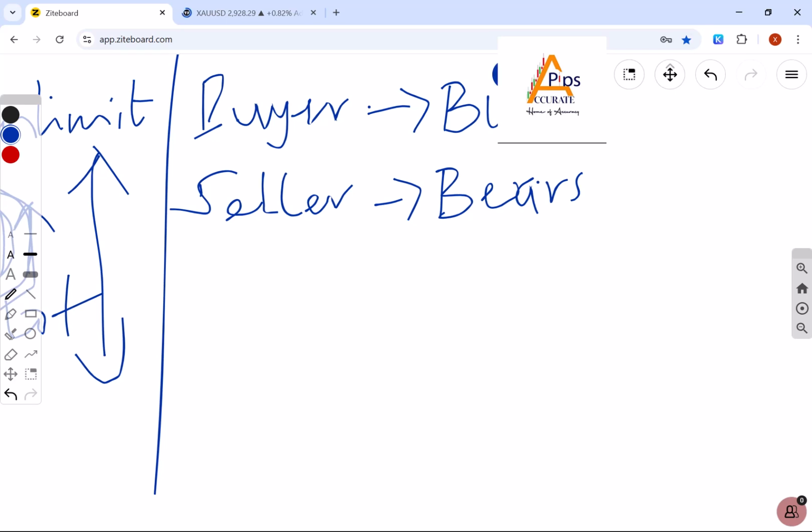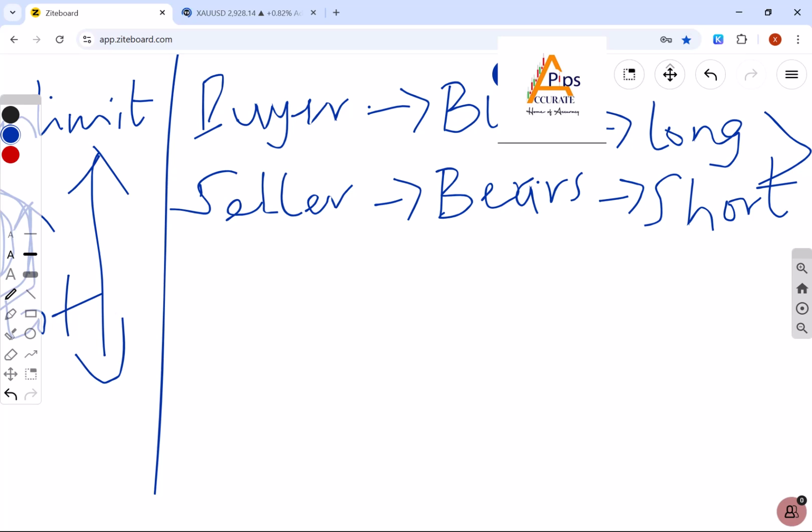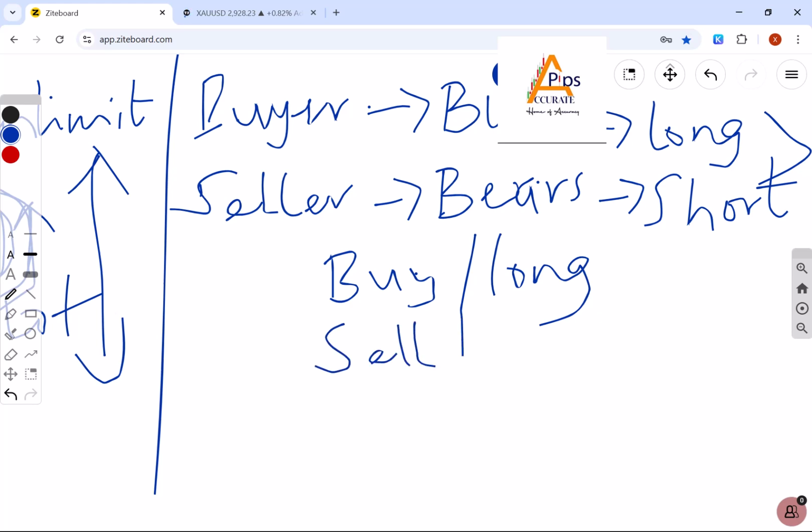Now the buyers, when they want to buy, they perform a function we call long. So when you hear somebody say, I am longing EURUSD, it means the person is buying EURUSD. I'm not going to define that term again, I've defined it. And then the bears do something we call shorting. When you hear somebody say, I'm shorting a position, the person is telling you that they are opening a sell trade. So either you hear buy or long, sell or short.